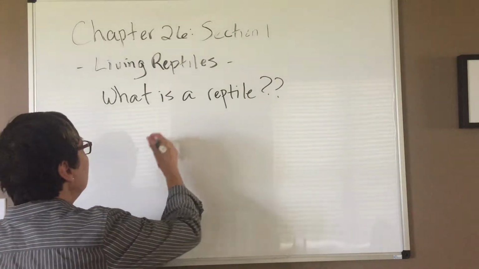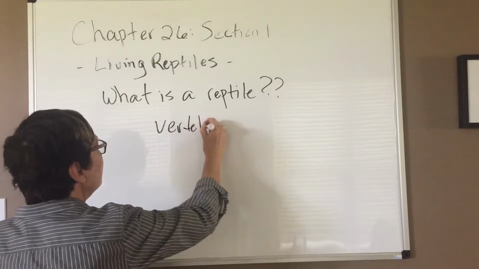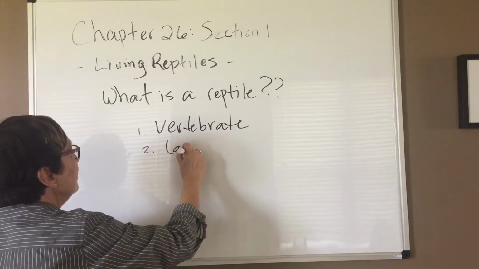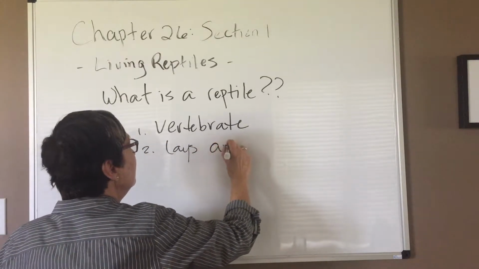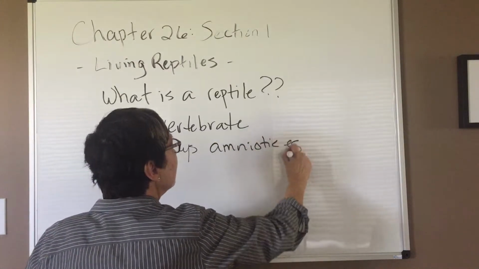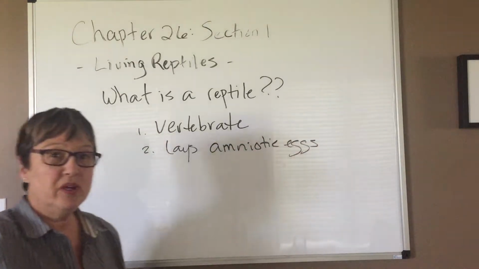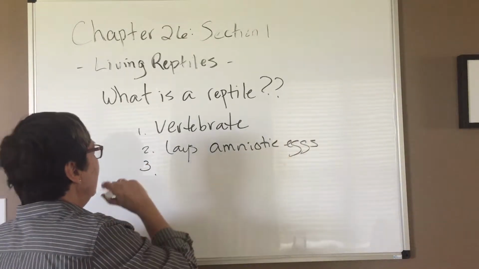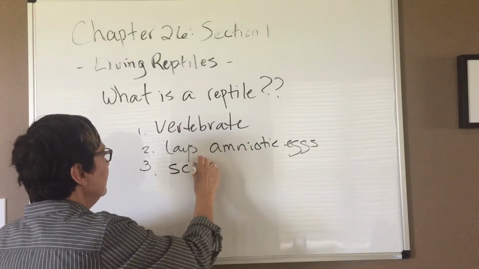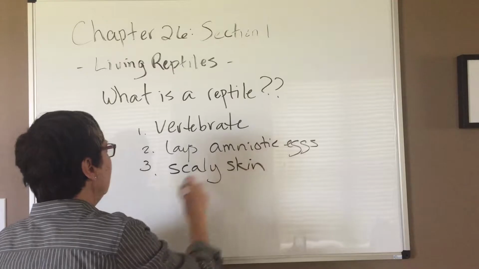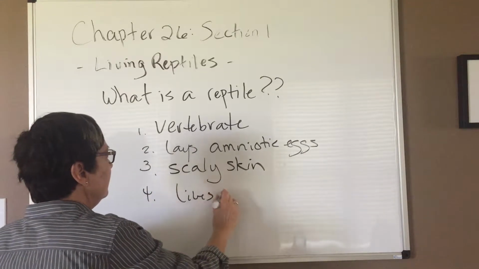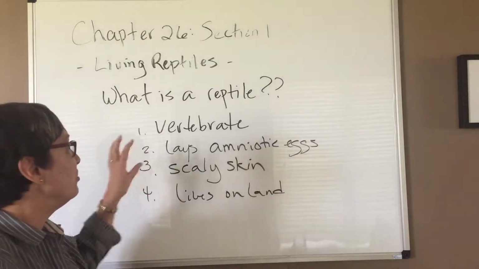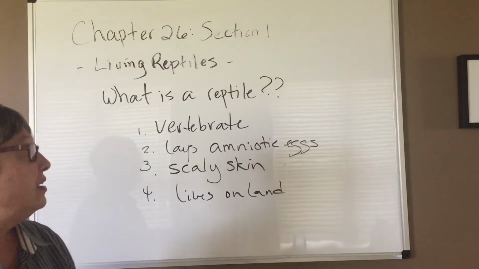We could define a reptile certainly as a vertebrate. Number one, it's an animal that lays eggs that we call amniotic because of their special membranes. There are actually some exceptions to that, but number 3 has scaly skin, and 4, it lives on land. So that's kind of just a re-summary of what reptiles are.